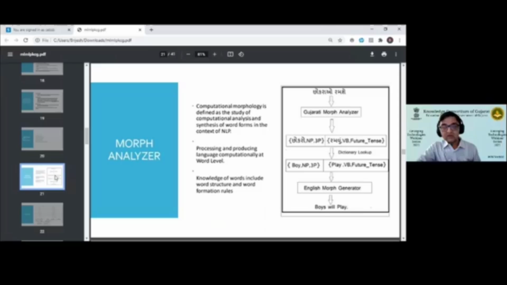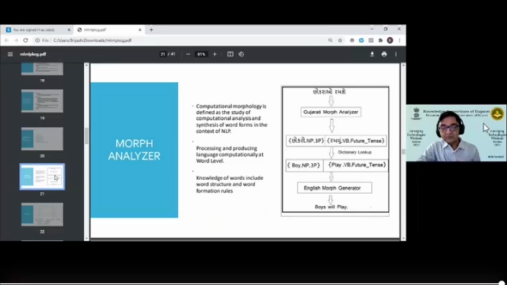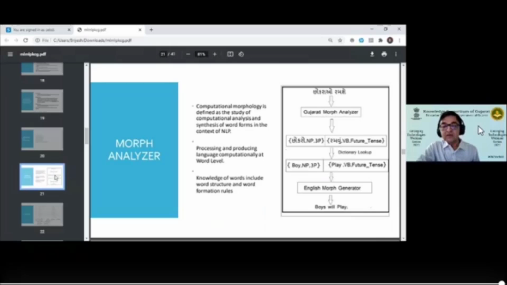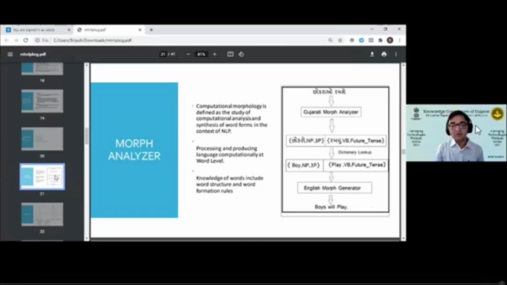So finding the word from Gujarati to English is a dictionary lookup. You look at the dictionary and convert Chokro into boy, Ramvu into play. And you have also stored morphological markers, so convert them also. One is plural, second is future tense and verb. And then construct the English word. So boy with plural marker is boys. So Chokrao gets translated to boys.